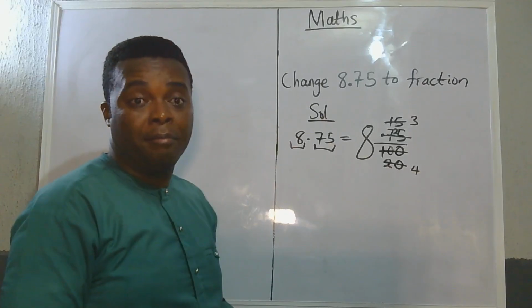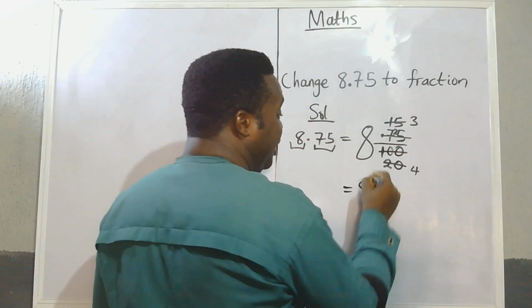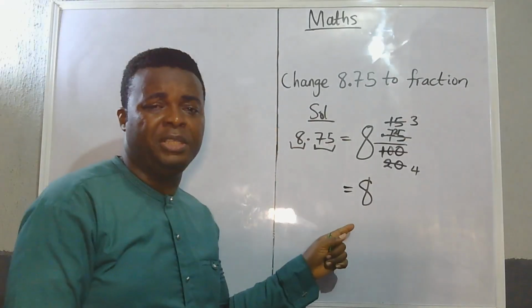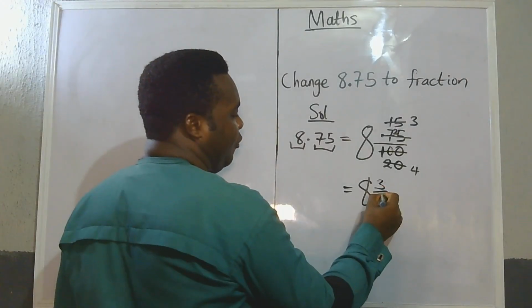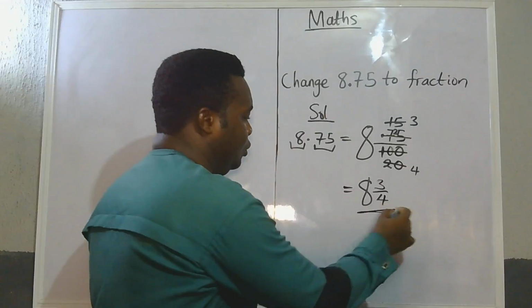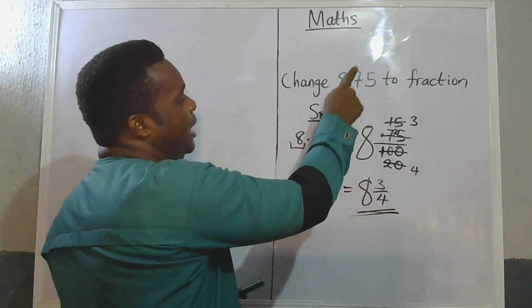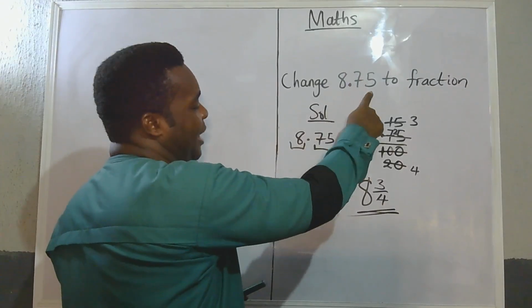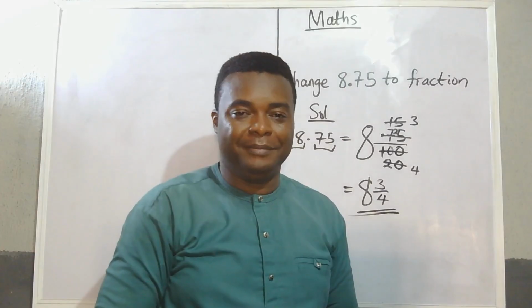So, my answer comes as, repeat your 8 whole number. Please repeat the 8 whole number. And then put what? 3 over 4. With this, you have changed this decimal number 8.75 to fraction. I hope it's easy.